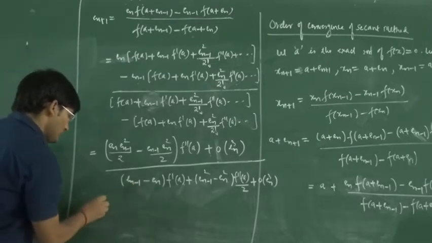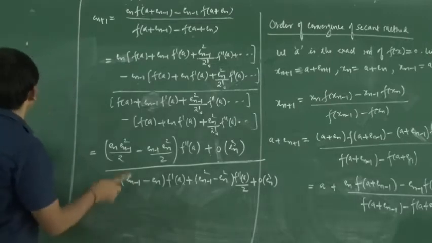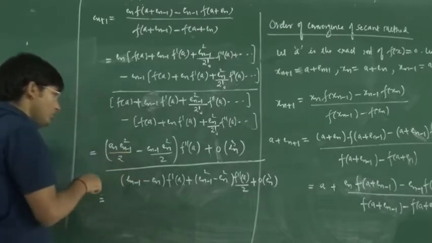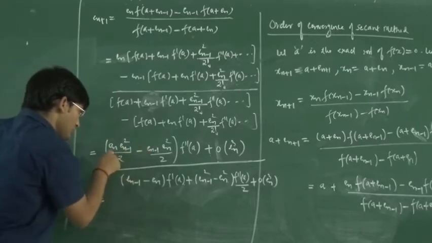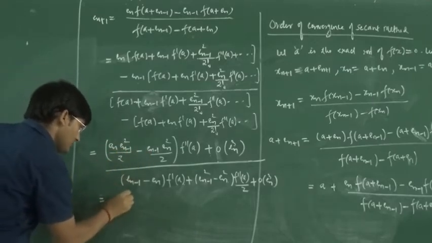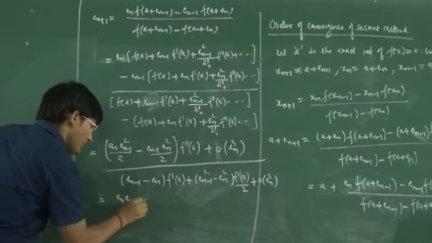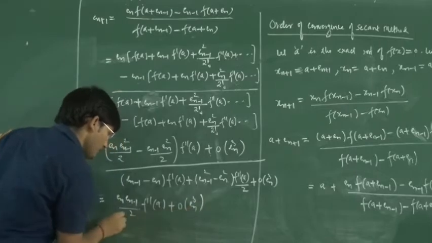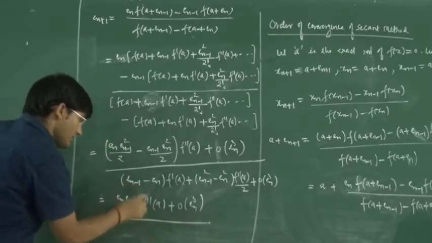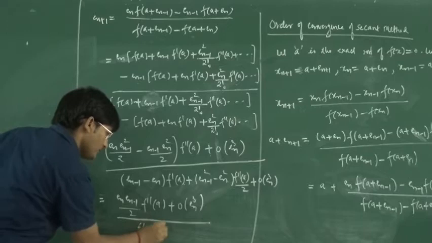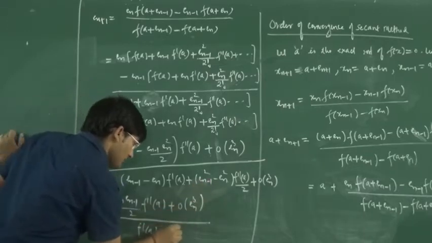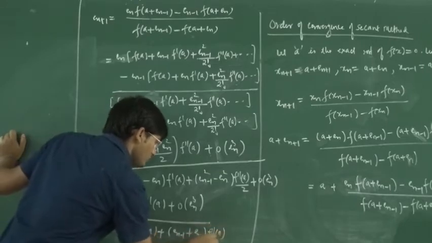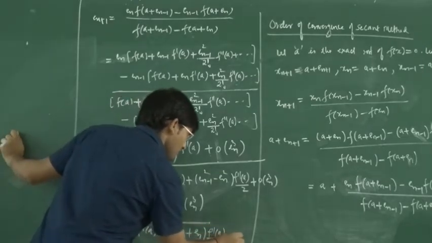So this is equal to, okay, this is equal to, now this term will get cancelled. So now in the numerator we will have en into en minus 1 upon 2 into f double dash a plus the order of en cube. Now here we will have, now this term is cancelled, so we have f dash a plus, now here we will have en minus 1 plus en into f double dash a upon 2, then again we have the higher order terms.